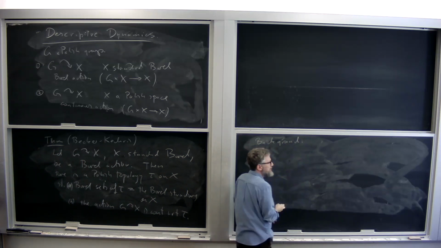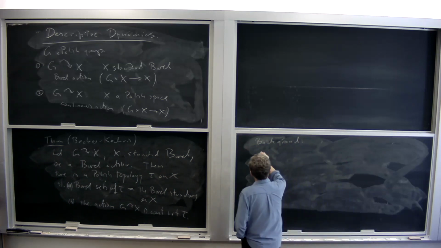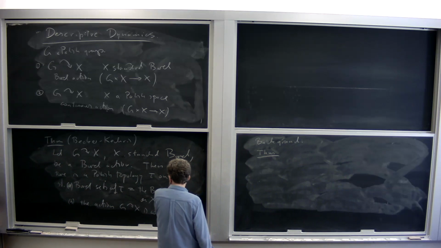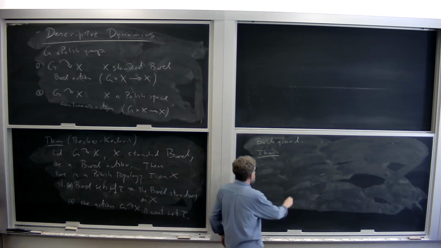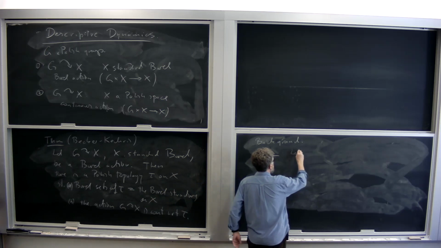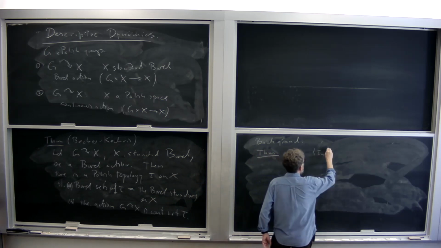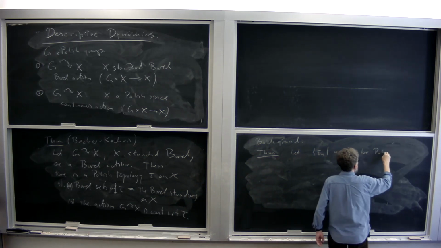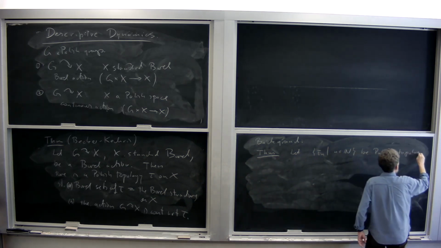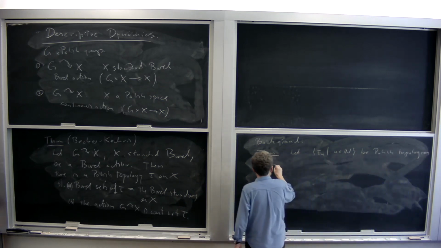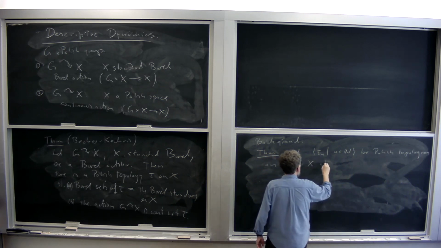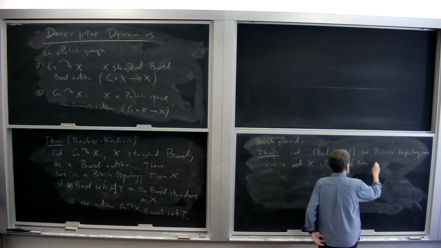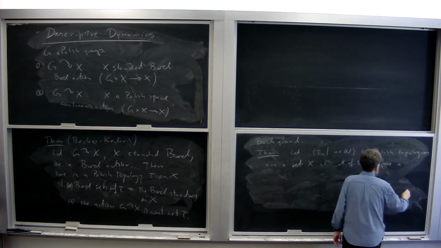I don't remember now if I stated this, but there is a theorem that says the following: let tau n, for n in N, be Polish topologies on a set X such that all of them refine a Hausdorff topology.